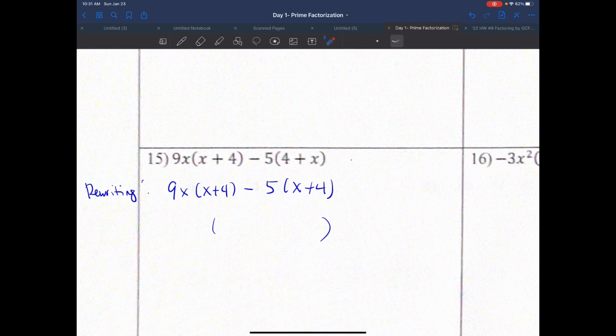Okay, so let's take a look at this. Do I have anything that goes into 9x and 5? Well, no, I don't, so I'm not going to do anything there. But I noticed that they do have an x plus 4 here. They both have an x plus 4, so the x plus 4 goes outside of the parentheses, and then I'm going to go ahead and multiply. This is my answer.